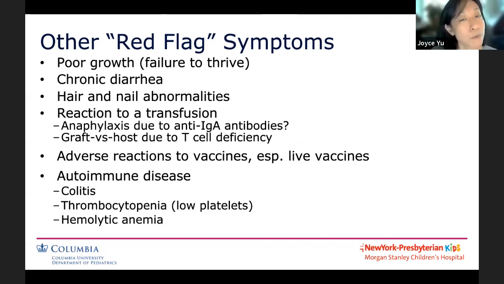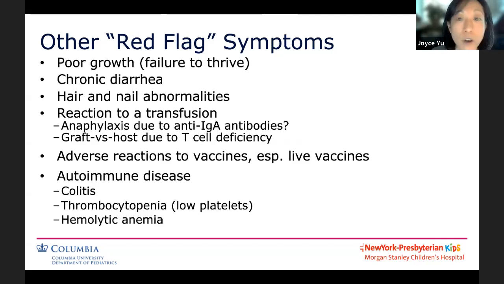Most people don't really get blood transfusions, but if you have gotten a blood transfusion and had some sort of reaction to it, that might be a signal that we might want to look into your immune system to see what's going on. If you had an adverse reaction to a vaccine, especially live vaccines, for example, if you got the chickenpox vaccine and had a very bad chickenpox infection after the vaccine, then that might be a red flag that something might not be quite right.